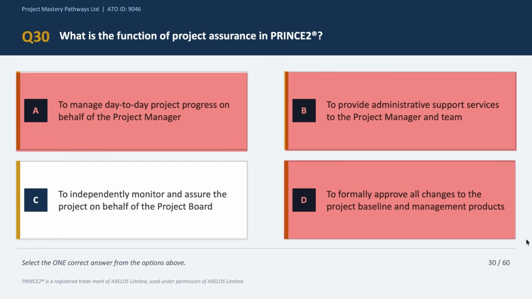Now option C says to independently monitor and assure the project on behalf of the project board. This is actually review and consultation that we were discussing, and this is the correct answer choice, because project assurance gives the project board confidence that the project is being managed properly without the project board having to get involved in every detail of the project. Okay, and that is the sort of delegated authority which the project board gives to the project assurance team. So the correct answer is option C.